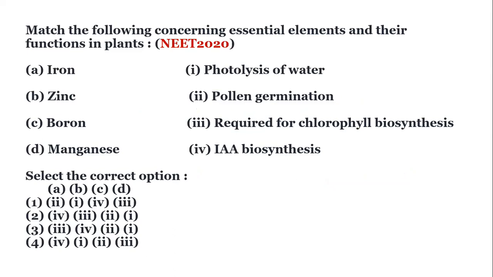In column 1 we have A iron, B zinc, C boron, D manganese. In column 2 we have 1 photolysis of water, 2 pollen germination, 3 required for chlorophyll biosynthesis, and 4 indole acetic acid biosynthesis. So the options have been organized as 1, 2, 3, 4. You have to select from these 4 options.